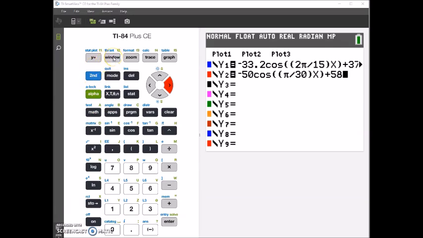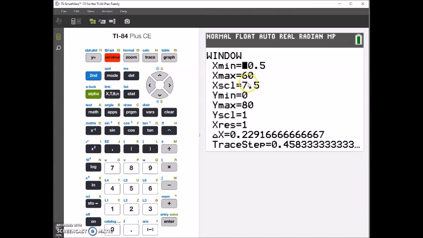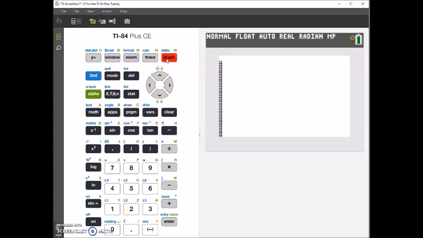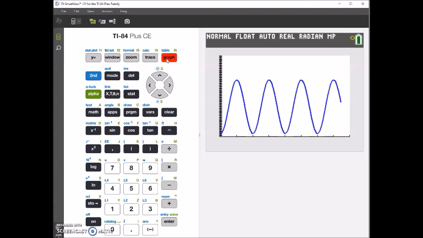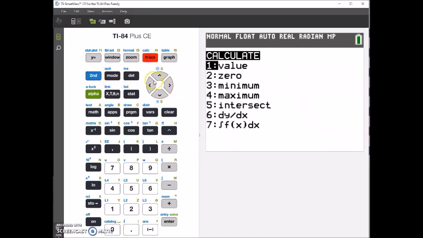And I might need to adjust my window settings a little bit. So let's see. I've adjusted them, and I made my maximum x value 60. I might need to make my y maximum a little bit higher because the other Ferris wheel is a lot taller. So if I want them both to show up here, it still isn't going to show the highest point of my second Ferris wheel. If I want to find where my time and my height are the same after the blue graph, the first graph, has reached its peak, I can just go to my calc function and go to intersect.